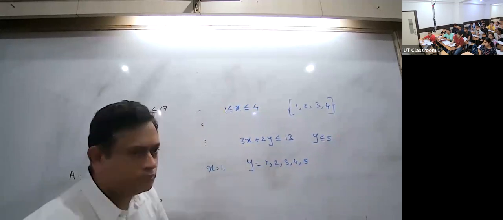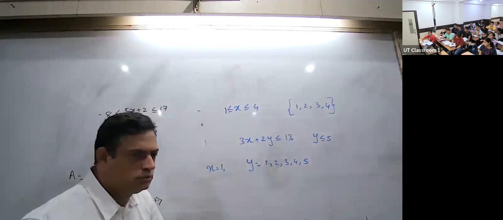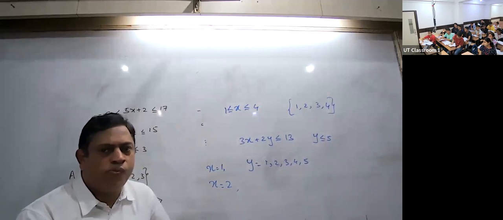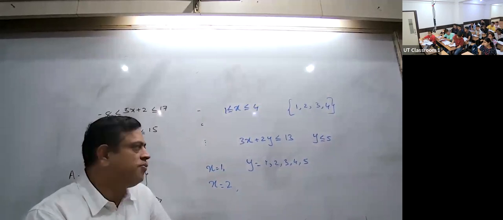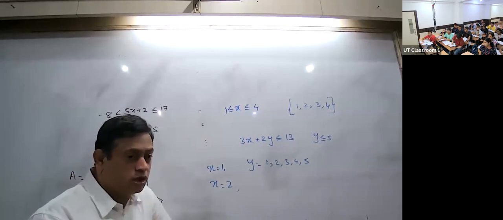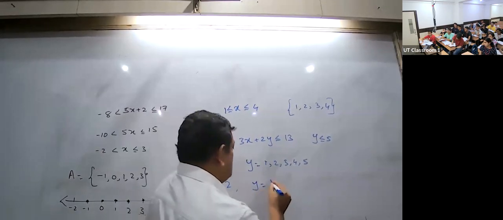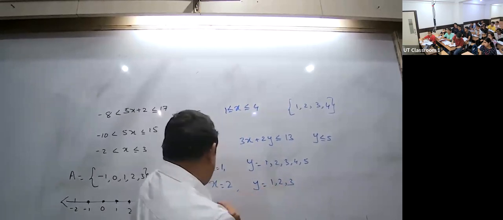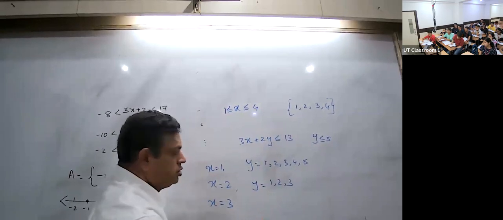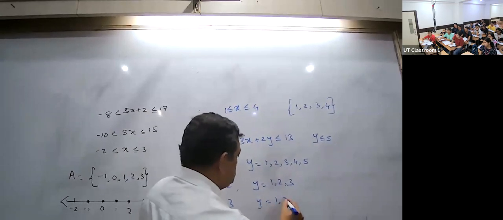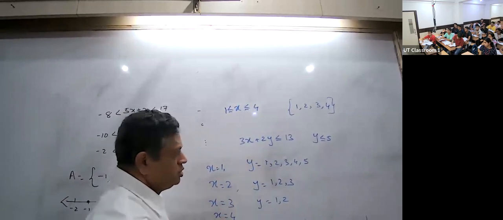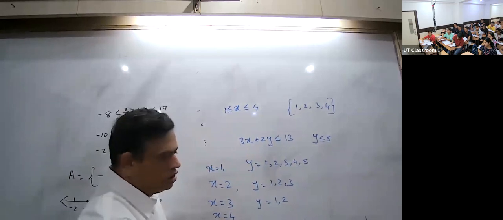Now we'll put the value of x as 2. Then the value of y would be 7 upon 2, which is 3.5. 3.5 means y can be 1, 2, 3. Then x equal to 3 means 9, 2y is 4, so y is 2, therefore y equals 1. Then x equal to 4 gives 0.5, so nothing.